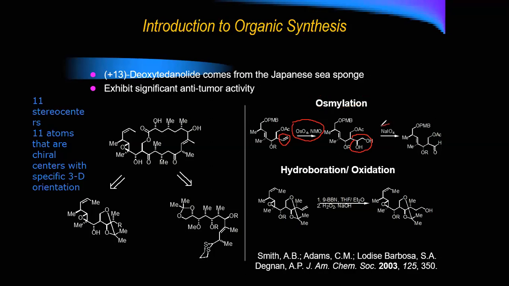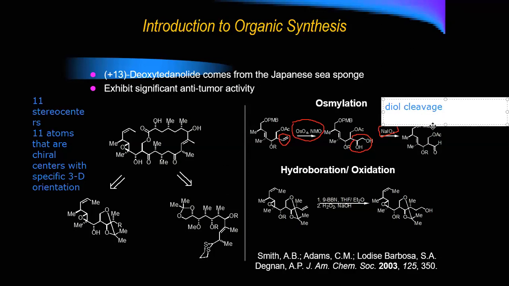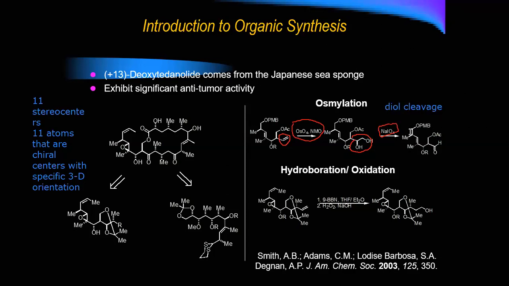And then the other part over here, it's what we call a diol cleavage, and that is using sodium periodate. So basically what you do with sodium periodate is you oxidize, you cleave the diol right here. You're going to break this carbon-carbon bond, and each carbon is going to get oxidized up to a carbonyl, right? So sodium periodate is used for what we call diol cleavage.